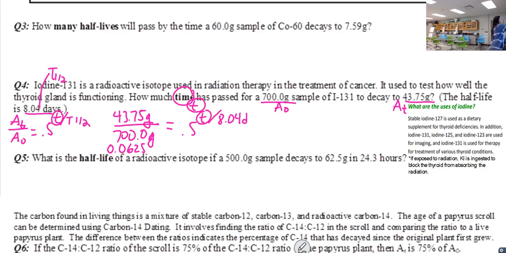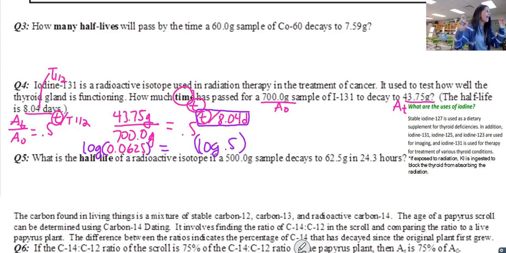So what I'm going to do is throw the log into both sides. I'm going to throw in the log of this number right here, equal to the log of 0.5, and I'm going to put the fraction in front of the log, so I'll leave a little bit of space for my fraction. This entire fraction is my exponent. It's going to come right here, and I'm going to have T over 8.04 days.